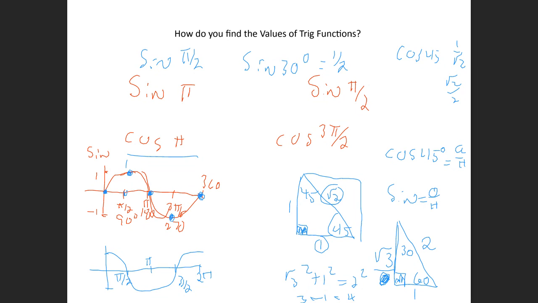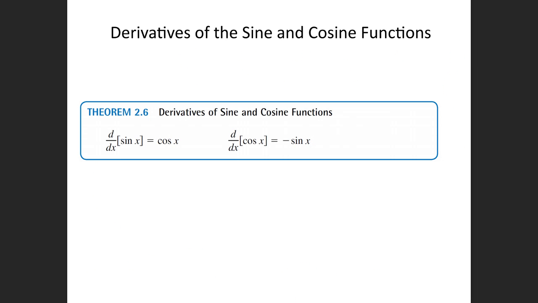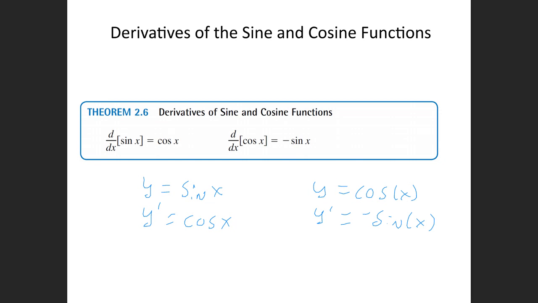All right. So now we're going to find what is the derivative of sine and cosine. The derivative of sine, okay? So if I said, okay, I've got y is equal to the sine of x, I want to know what the derivative of that is. Well, the derivative of sine is cosine. That's it. That's the whole thing. Now, if I said y is equal to cosine and I wanted to know what the derivative of cosine is, the derivative of cosine is negative sine of x. Okay?